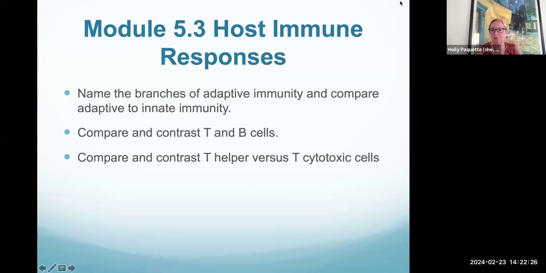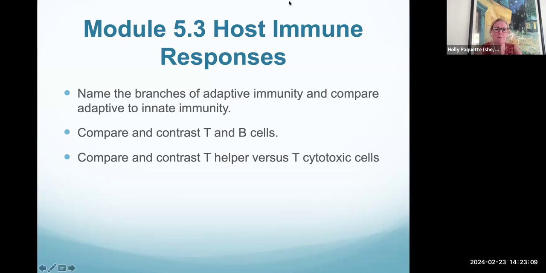And for 5.3, the learning objectives I have for this particular lecture are that you should be able to name the branches of the adaptive immunity. So this is the third line of defense, and be able to compare this adaptive immunity to the innate immunity that we covered in mini lecture 5.2. In addition, you'll be able to compare and contrast two of the white blood cells that are of particular interest in the adaptive immunity, which are the T and B cells. And even within the T cells, I'd like you to be able to compare and contrast the T helper cells and the cytotoxic T cells.